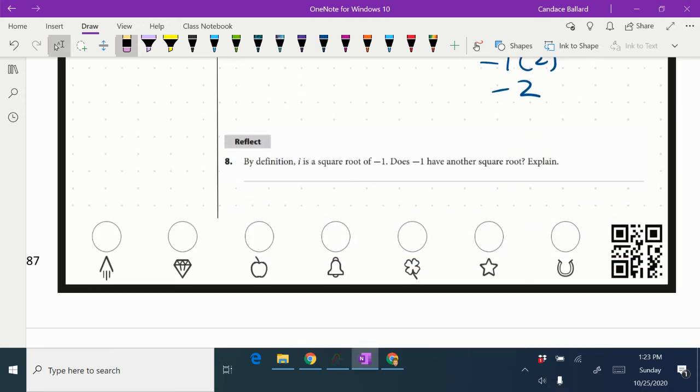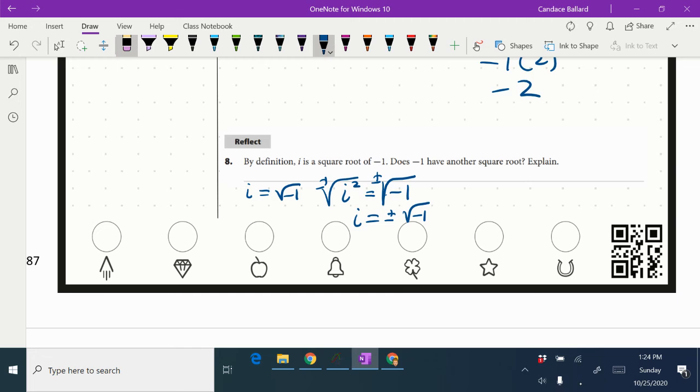Let's look at the reflect statement. By definition, i is a square root of -1. Does -1 have another square root? If yes, explain. Okay. So all I would say is that if we looked at this, we know that i equals the square root of -1, meaning that i squared is the same as -1. What would happen if I took the square root of both sides of that? Remember, we're supposed to put a plus or minus out in front technically. So i equals plus or minus, I know that the square root of -1 is equal to i, right?